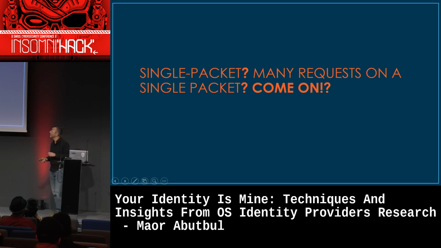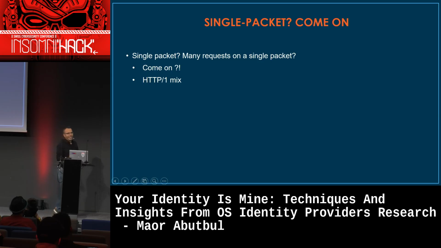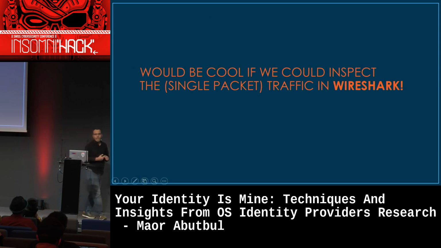Single packet, many requests on a single packet. Come on. They didn't fit me. From what I know, in HTTP version 1, if we send multiple requests, all of the requests are sent on the same stream. So if we send multiple requests, they will just get mixed and the server won't be able to parse it. Then I was thinking to myself, it would be cool to inspect the traffic in Wireshark.